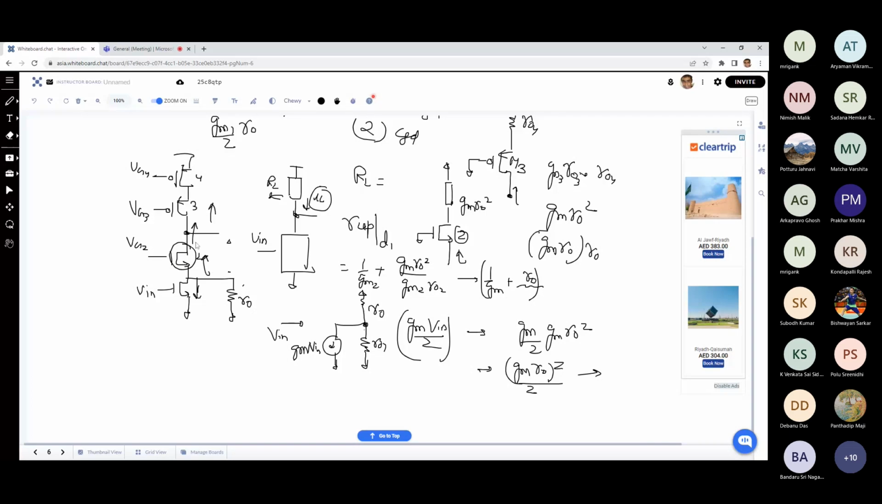With that method, you are just shorting it and then finding out. But here you have to take into account the loading effect, right? Because of the load, what is the overall current division? If your load is changing the overall small signal current which is flowing into the load, depending upon the load, your small signal current is getting divided. So you need to look into the exact loading condition and then find out what the gain is.